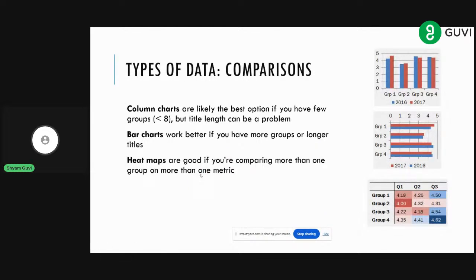Types of data and comparison, guys. Basically, these are group bar charts, also called column charts. Whenever you have certain categories, like group 1, 2, 3, 4, you picture it in this format. You create these kinds of charts. And these are tabular charts, which we have already discussed, called heat maps.